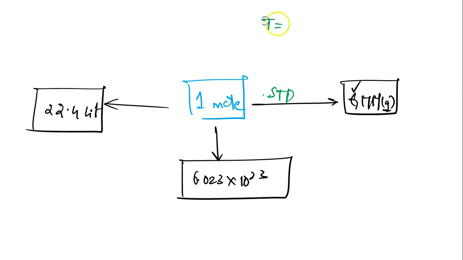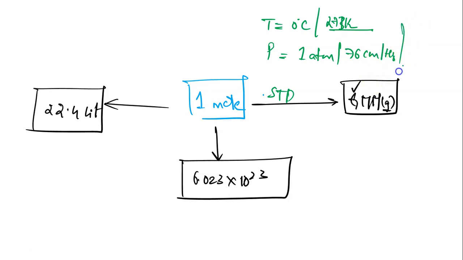So the value of temperature is equal to 0 degrees Celsius. You can convert it into Kelvin, 273 Kelvin. In fact, it is 273.15 Kelvin if you want to be very specific. Pressure is equal to 1 atmosphere, or 76 centimeters on a mercury barometer. You can also convert it into 760 mm on the barometer.